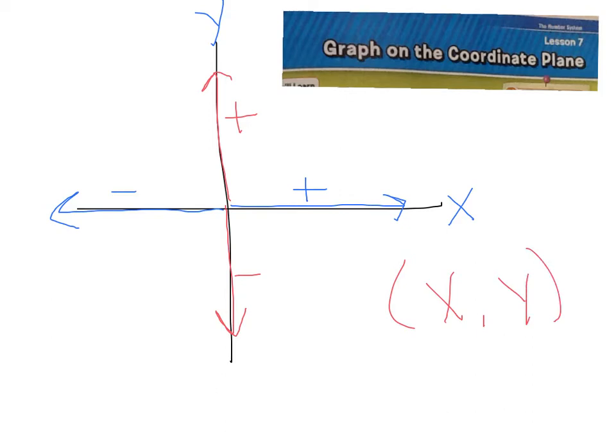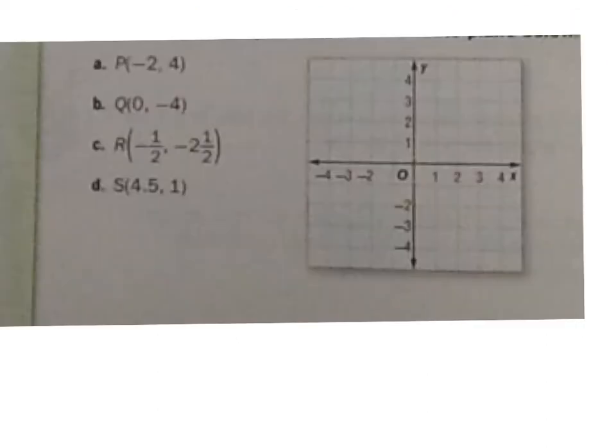Your examples will start on page 404. We are going to do A through D. Let's graph these points. So for instance, I have P, which is -2, so I go to -2, and it's +4. So my P is going to be right there. Q is 0, -4, so I'm going to stay at 0 and go down to -4 for my Q. Remember, all ordered pairs are x, y.